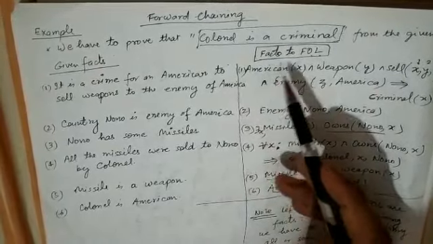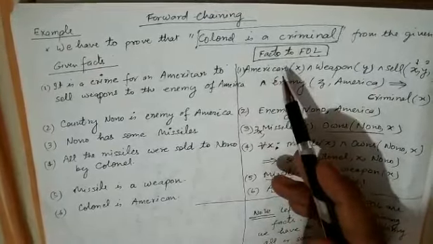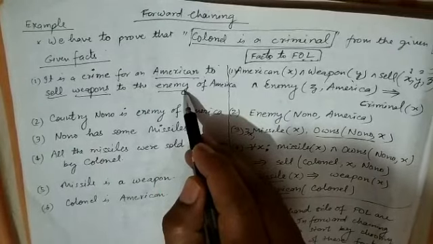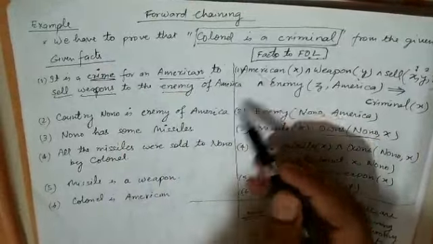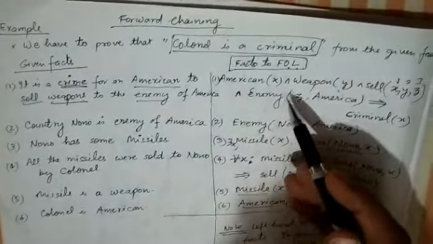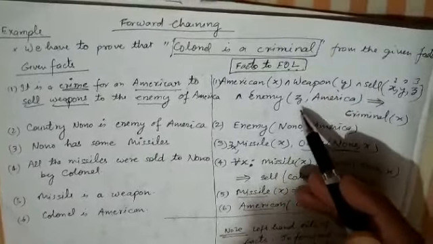Already we have discussed how we can convert a given fact or sentence into predicate logic or first order logic. So it is a crime for an American to sell weapons to the enemy of America. Just see, there are some words: American, which will be used in predicate logic, and weapon, which will be used in our first order logic. Then sell, then enemy, and finally crime, which means criminal. All these words will be used either as an object or as a function in predicate logic.